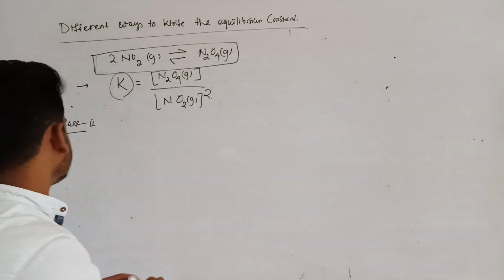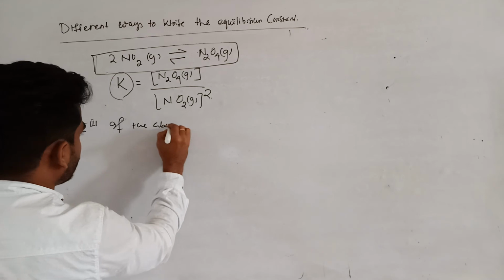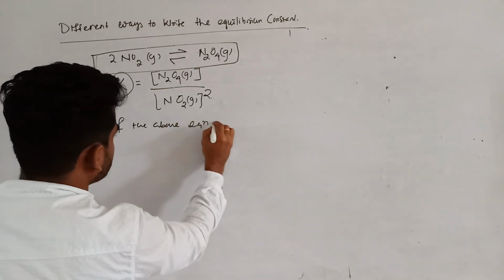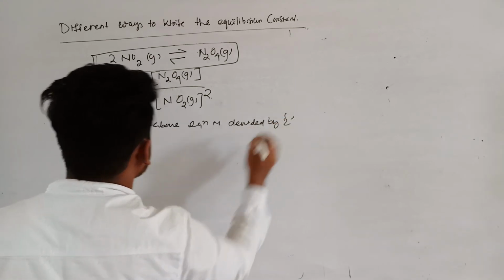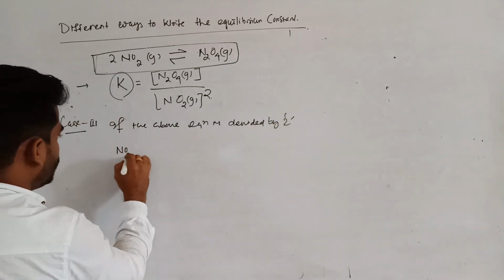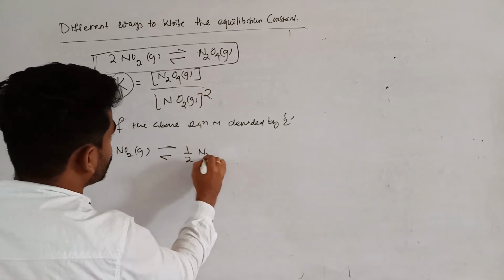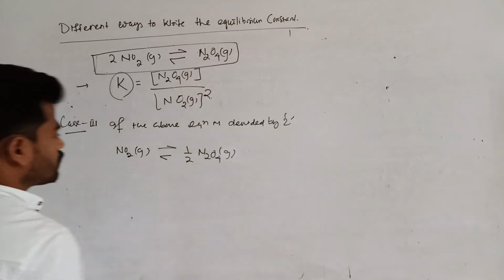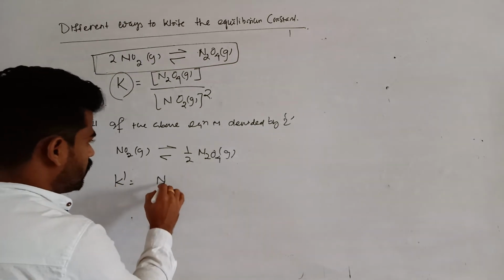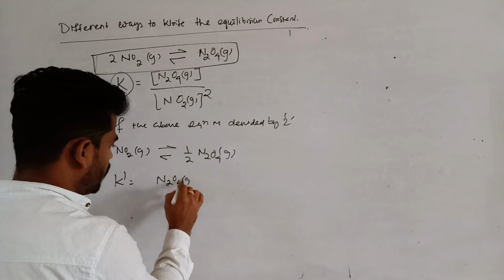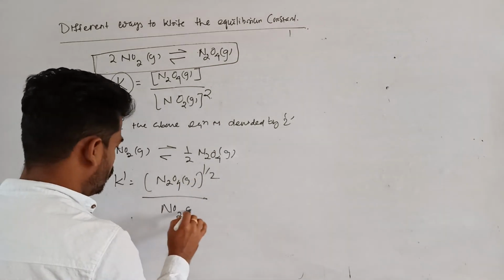Next, case 3. I can assume over here, if the above equation is divided by 2, then what will I get over here? NO2 gas giving rise to 1 by 2 N2O4 gas. Clear? So what is the value of the new equilibrium constant K dash? That will be N2O4 gas to the power 1 by 2 divided by NO2 gas.